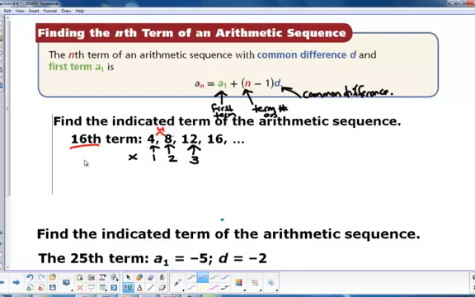4 plus 4 is 8. 8 plus 4 is 12. 12 plus 4 is 16. So let's write our formula. The 16th term, a sub 16, is the first term plus the 16th term minus 1 times the common difference. That's the common difference. So, 15 times 4 is 60, and 60 plus 4 is 64.